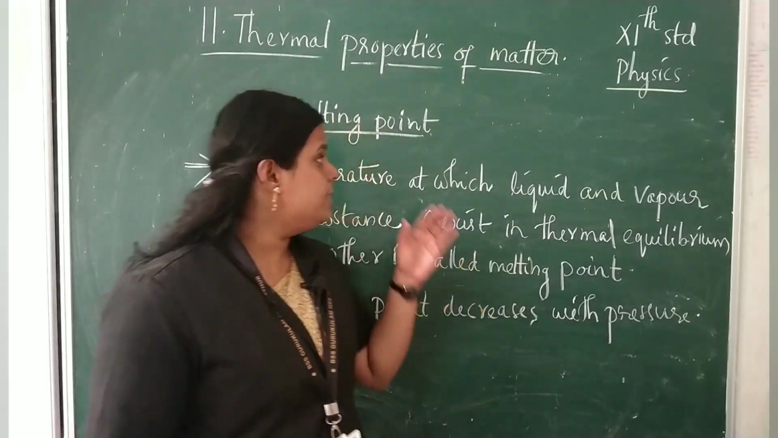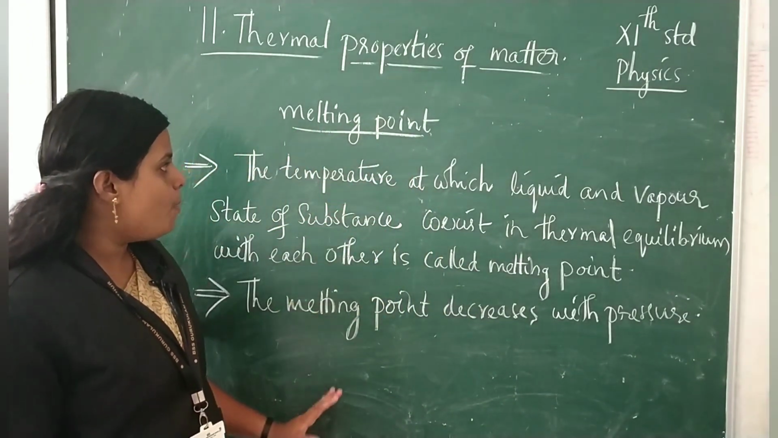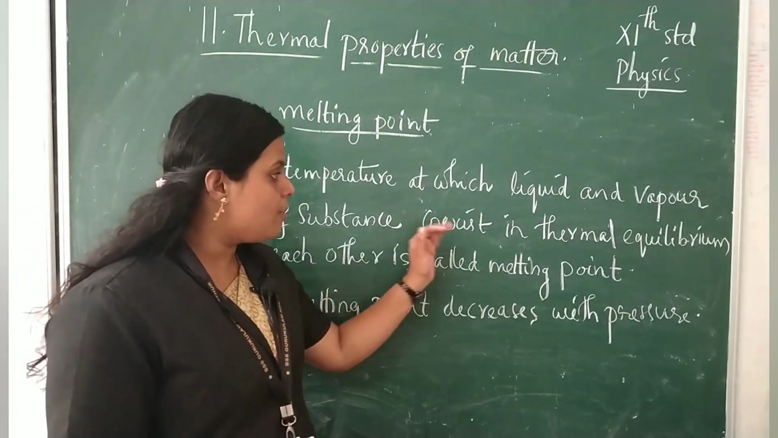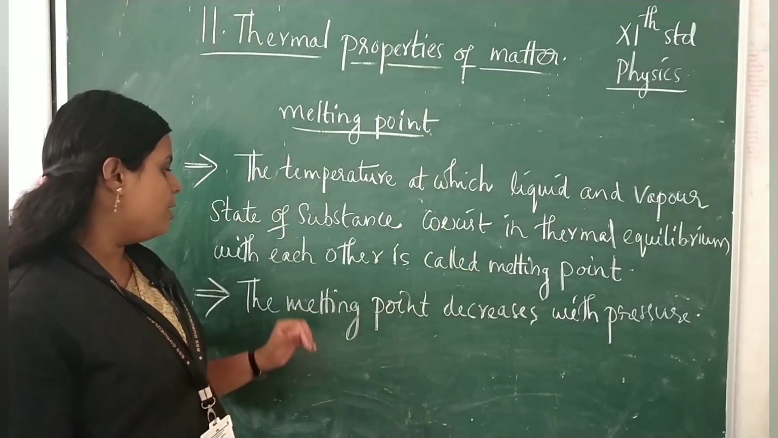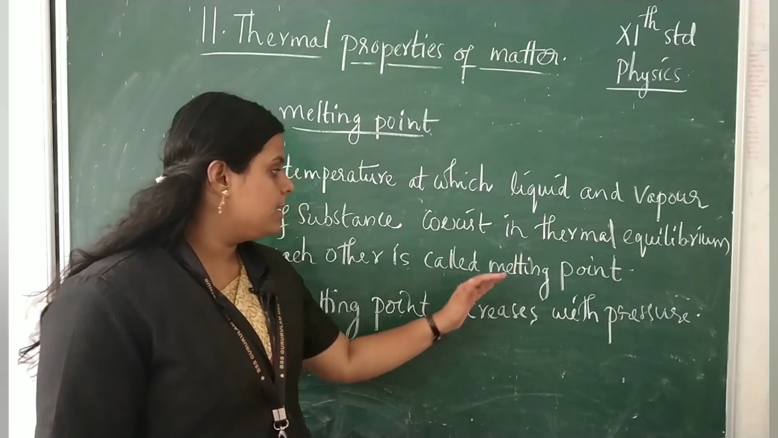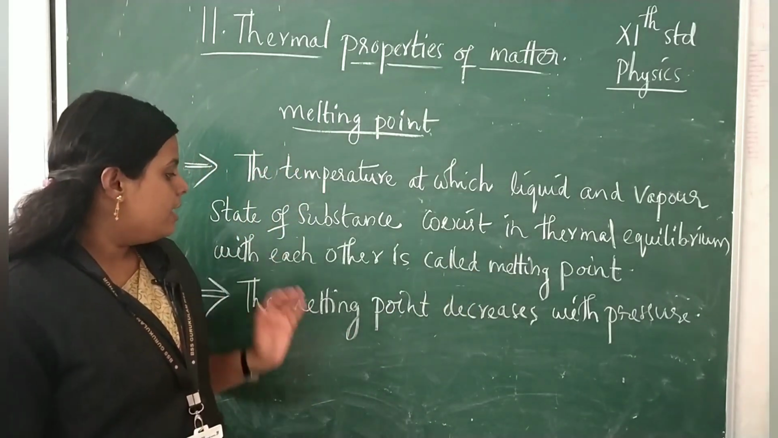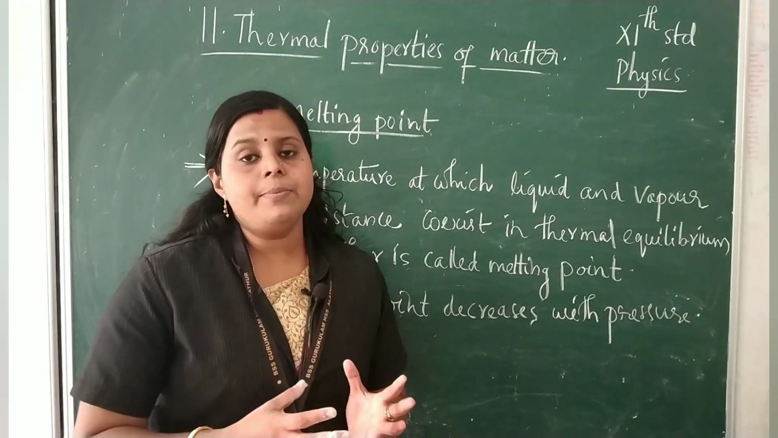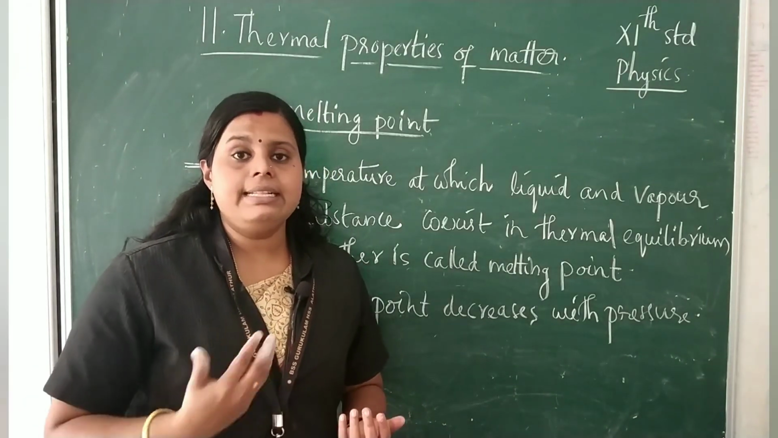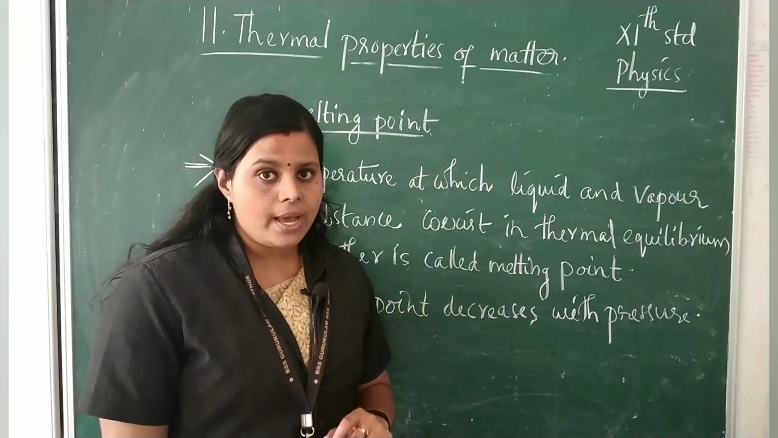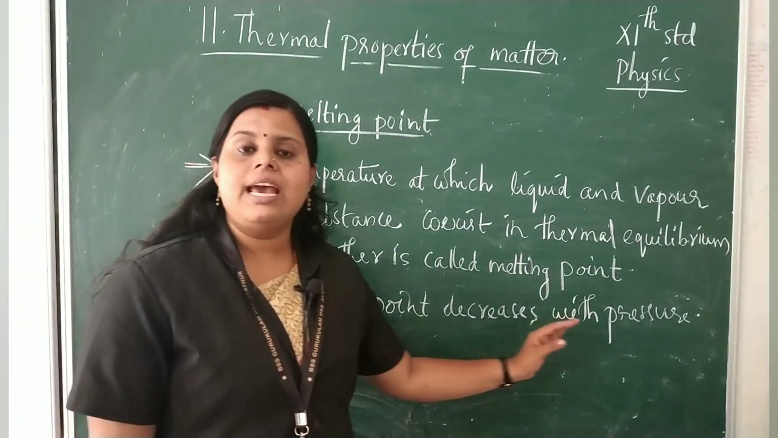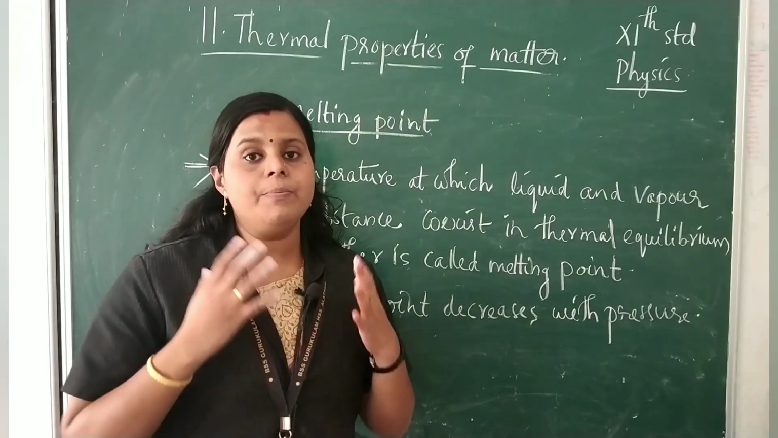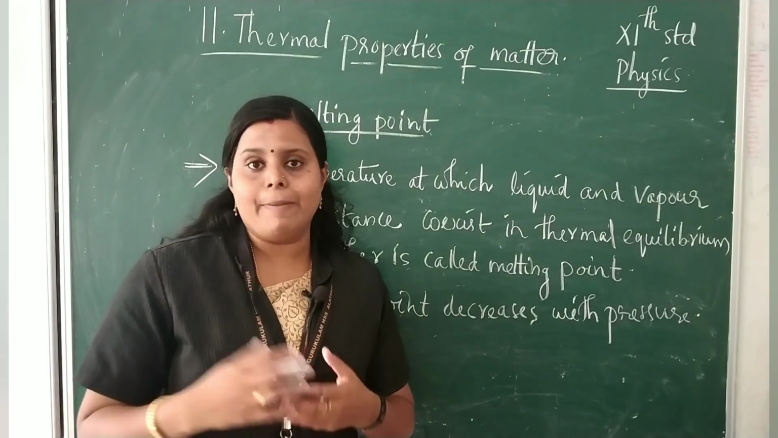Now the next one is melting point. So what is melting point? The temperature at which the solid and liquid state of a substance coexist in thermal equilibrium with each other is called melting point. And listen children, the melting point decreases with pressure. Simply put, the temperature at which a substance melts is called the melting point, and this melting point decreases with pressure. So hope you understood the terms boiling point as well as melting point.